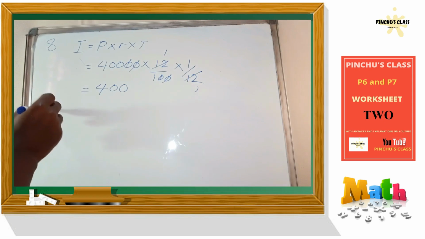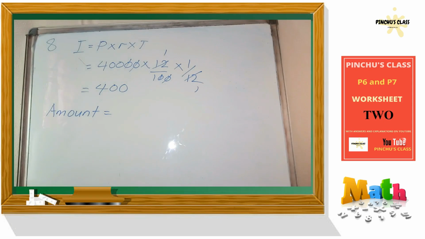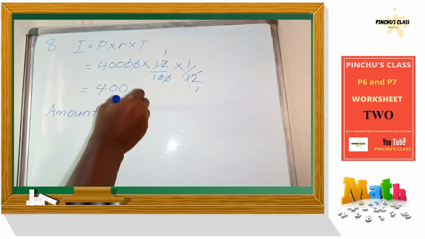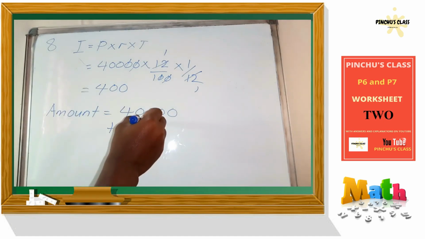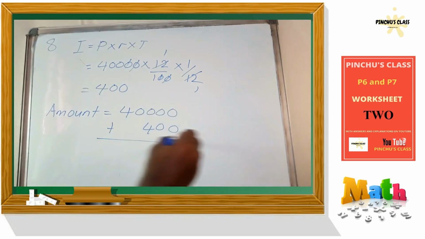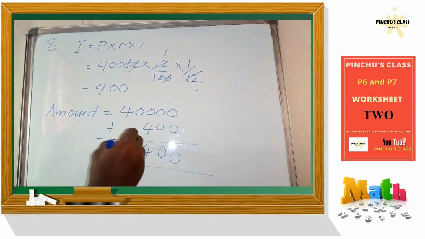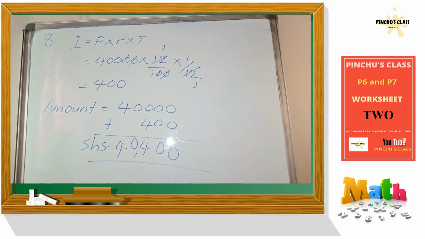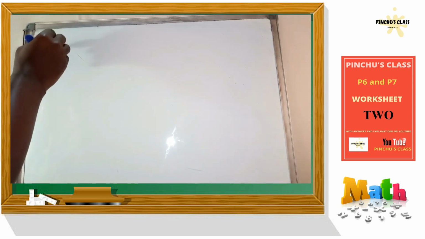Now this is not the end, so we are finding how much amount she will get. So we are going to get the principal 40,000 plus the interest 400. So the answer is going to be 40,400 shillings. So that is the total amount she received after a month. Okay. Number 9.